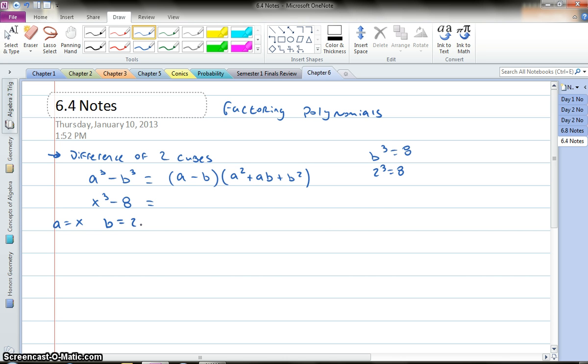Okay, so now what we do is we take a minus b, so x minus 2, because a is x, b is 2, and we multiply that by a squared, so x squared, plus a times b, so x times 2 is 2x, plus b squared, which is 4. And that's in factored form.